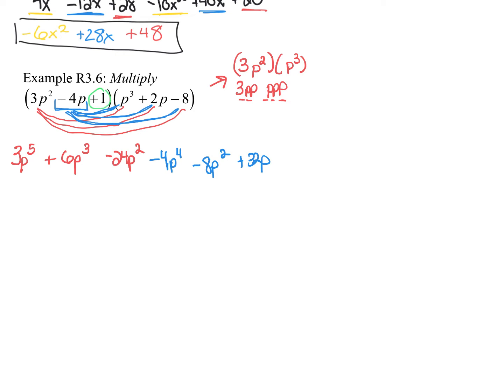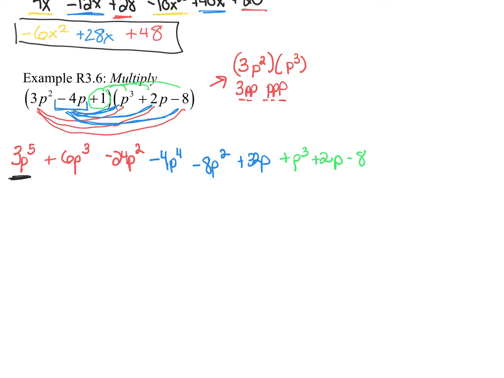And I have to do this one more time. I have to make the 1 friends with everyone. Well, that's easy because 1 times anything is the other thing. So plus p cubed plus 2p minus 8. Now we have to go in and combine like terms, because if that wasn't enough work, now we have to clean it back up. So look for the biggest power.